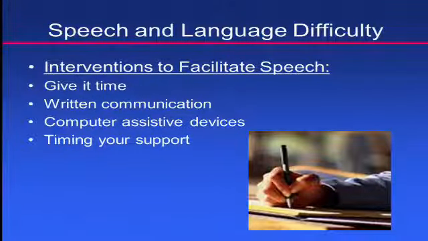So what are the things you can do to facilitate the speech? Again, give it time. Yes, it can be very frustrating for some patients when they have difficulty just expressing what they want. So it's important to continue to give them time to express themselves. Eventually, if they become too frustrated, you can resort to written communication or computer-assisted devices. Those can be very helpful. But again, it's important to allow some time for patients to express themselves.